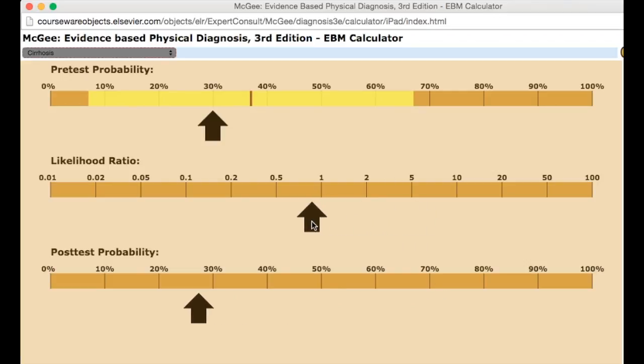But let's consider its negative likelihood ratio, which is 0.8. Remember, 1 is not significant at all, so 0.8 is pretty close to that, and lo and behold, if we do not see ascites, our pretest probability goes from 30 to about 25, not significant at all.